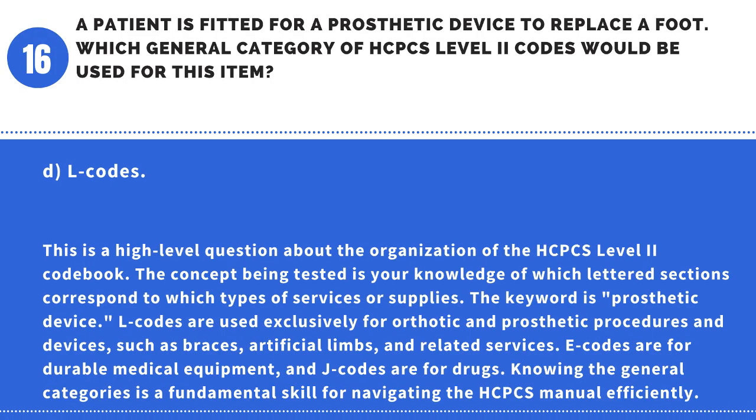Answer: D. L codes. This is a high-level question about the organization of the HCPCS Level II codebook. The concept being tested is your knowledge of which lettered sections correspond to which types of services or supplies. The keyword is prosthetic device. L codes are used exclusively for orthotic and prosthetic procedures and devices, such as braces, artificial limbs, and related services. E codes are for durable medical equipment, and J codes are for drugs. Knowing the general categories is a fundamental skill for navigating the HCPCS manual efficiently.